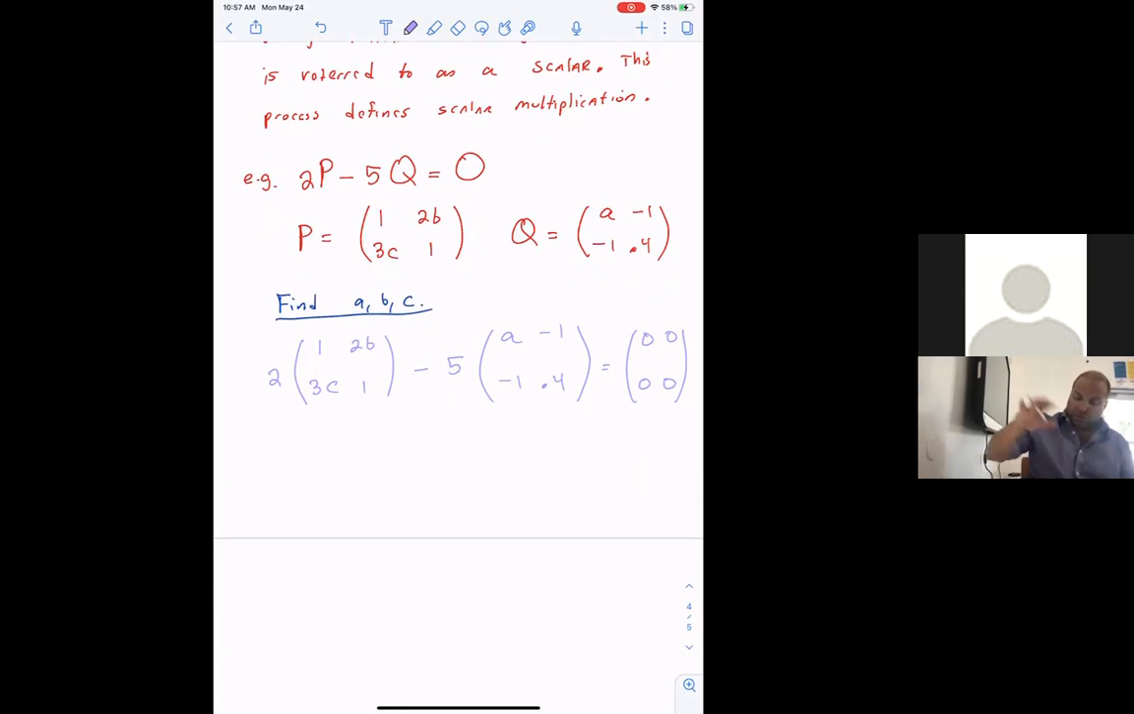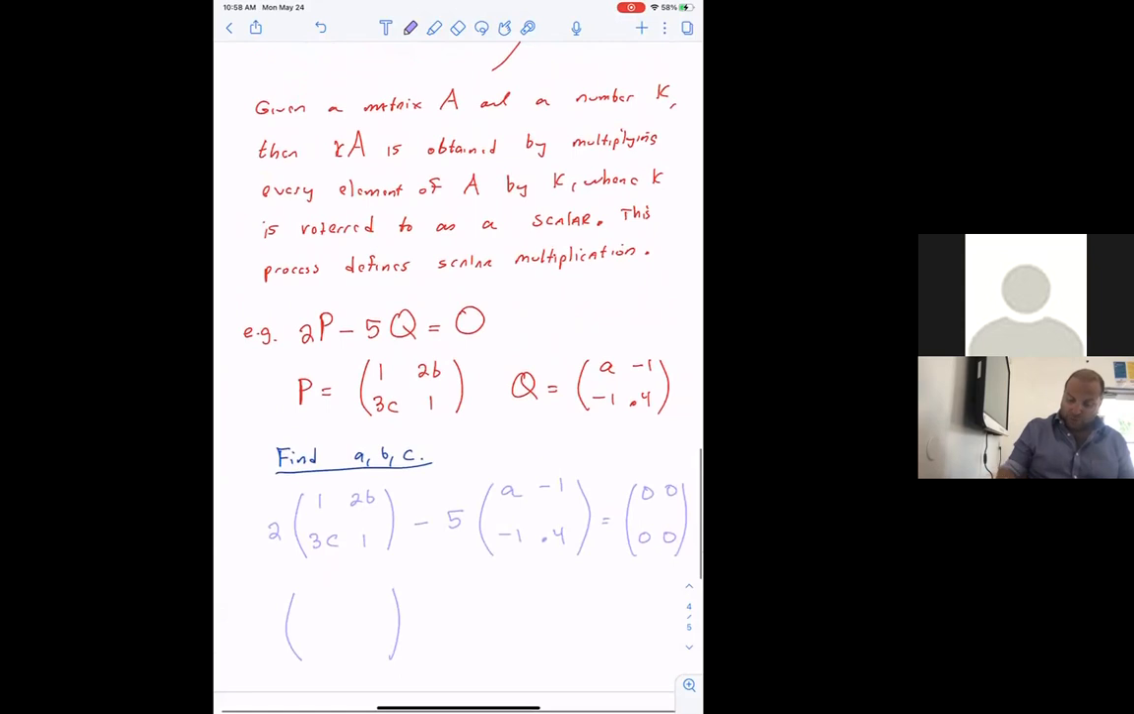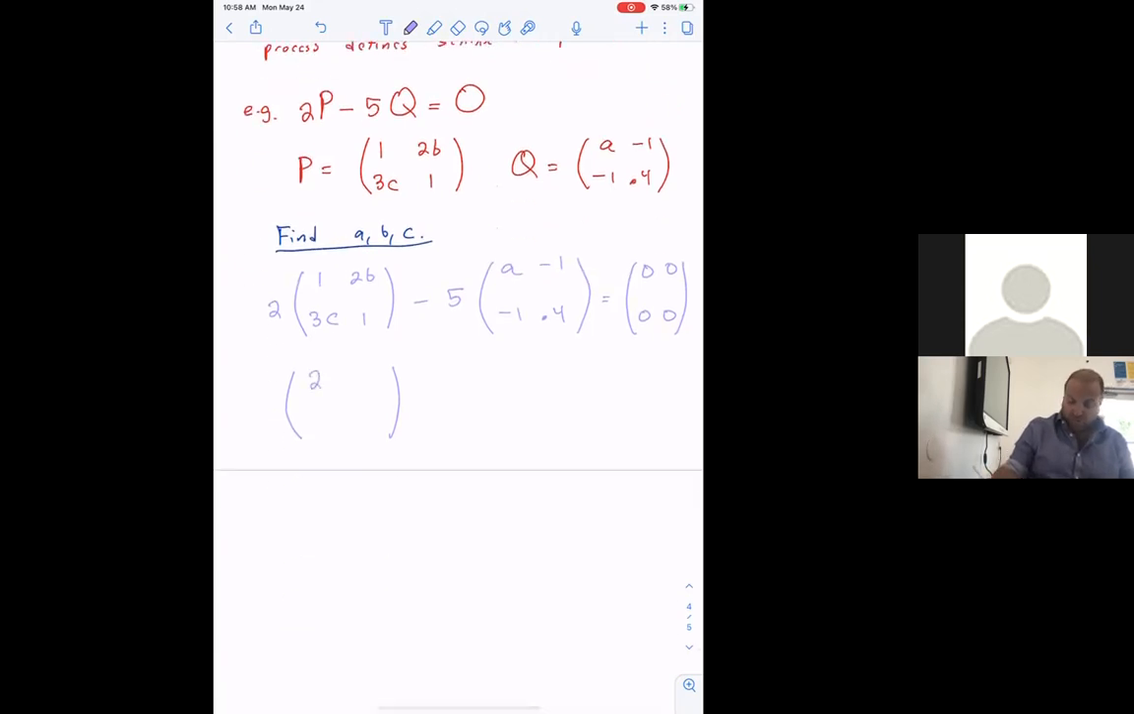So we're going to do 2 times the first matrix. Well, how do you multiply a scalar times a matrix? It is obtained by multiplying every element of A by k. We just multiply each element. So 2 times 1 is 2. 2 times 2b is 4b. 2 times 3c is 6c. 2 times 1 is 2. Minus, we do the same thing here. 5a, 5 times -1 is -5, -5. 5 times 0.4, that's not 0.2, that's just 2. And this still equals 0, 0, 0, 0.